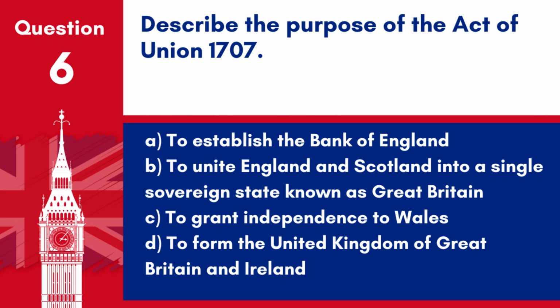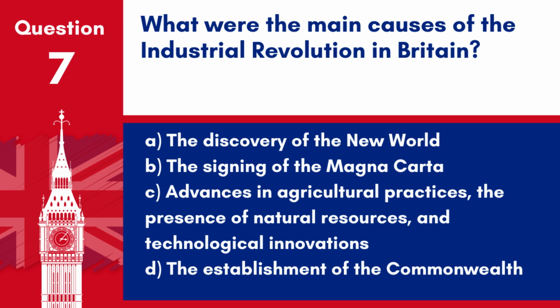Answer. B. To unite England and Scotland into a single sovereign state known as Great Britain. The Act of Union 1707 united the kingdoms of England and Scotland into the Kingdom of Great Britain. Question 7. What were the main causes of the Industrial Revolution in Britain? A. The discovery of the New World.